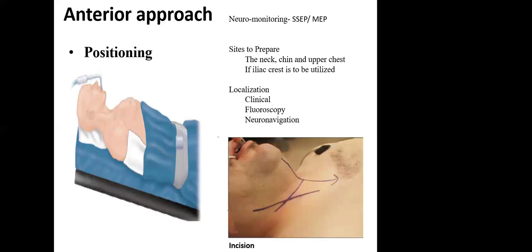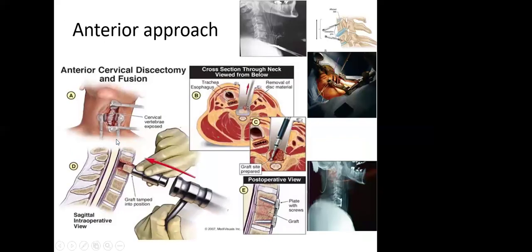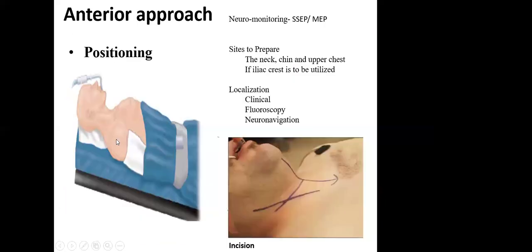To give a synopsis of some of the approaches, the anterior approach is as shown. The patient is positioned supine with the head elevated 20 to 30 degrees from the trunk, as demonstrated, the arm tucked by the side, and a roll under the scapula so as to allow extension of the neck, and then the occiput is allowed to rest on a donut rest. The knee is flexed and the pressure points are padded. Anti-embolic stockings are applied. A urinary catheter is passed for monitoring of urine output.